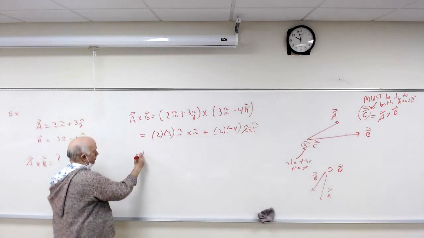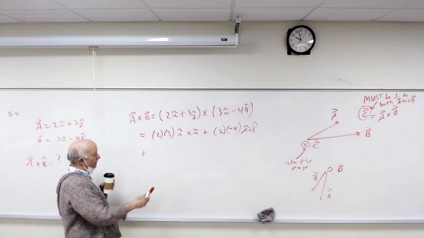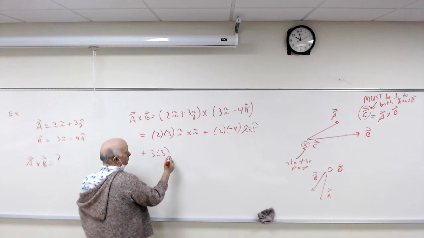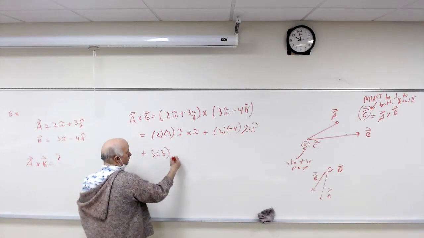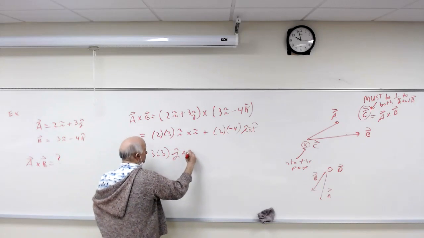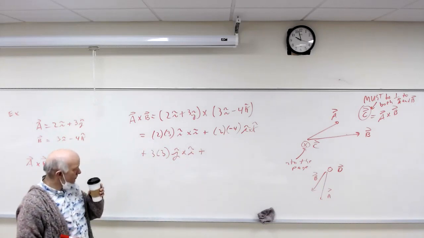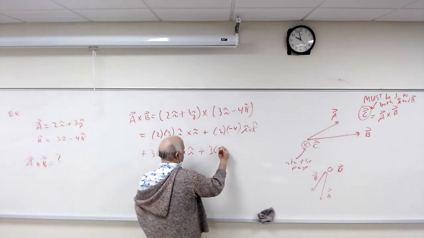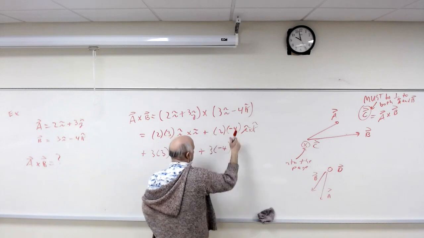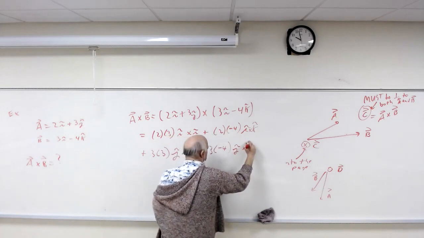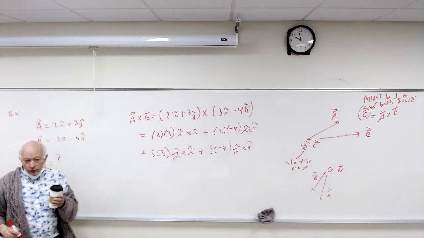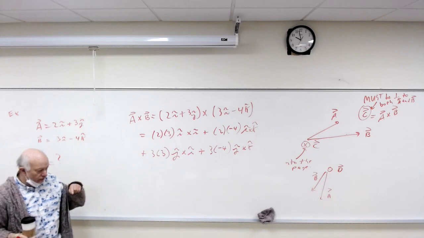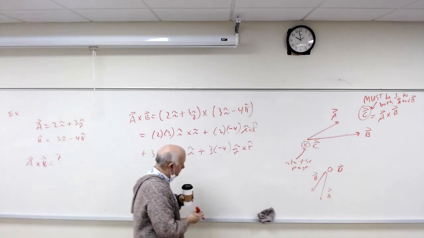What do you mean by the next term? This cross this, so it'd be 3 times 3, J cross I. And plus, finish up for me: 3 times minus 4, J cross K. So what do we have to work out? Just the cross products. You have to work out all those little cross products. I'll show you how to do it, then I'm going to show you an easy way.